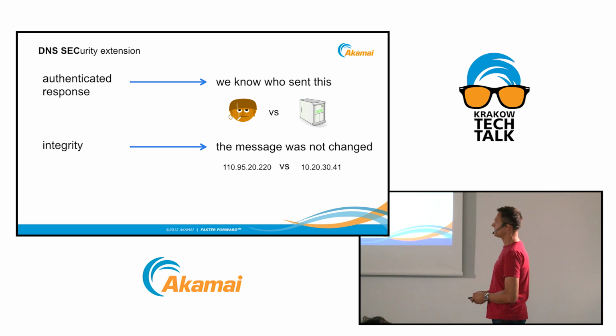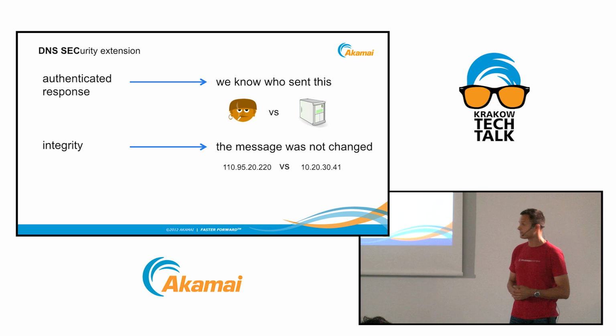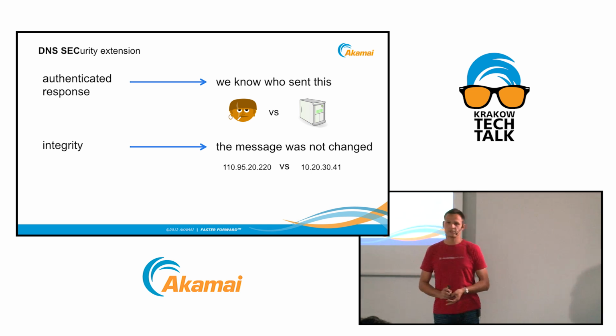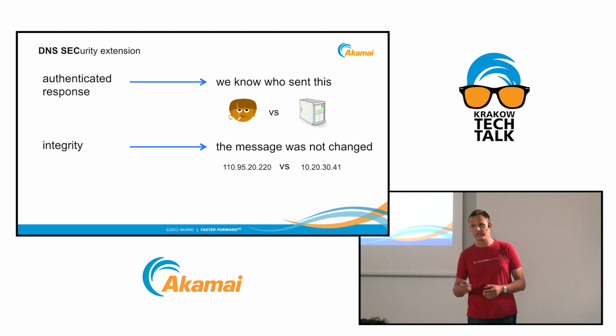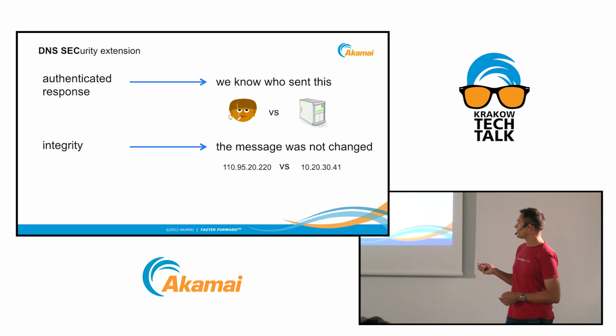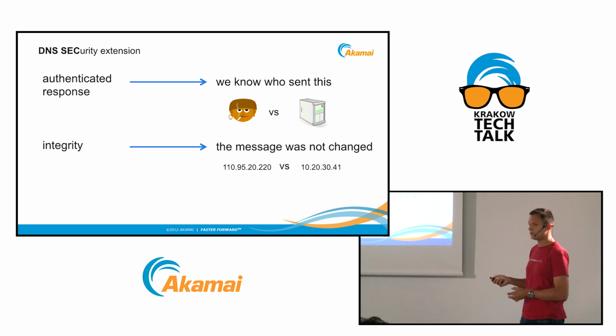The second thing DNSSEC does is checking message integrity. In other words, it is checking if the response was changed in the meantime or not. So it can compare in the algorithm which value is correct. And if for some reason the value seems incorrect, it can just discard it and not use it anymore.